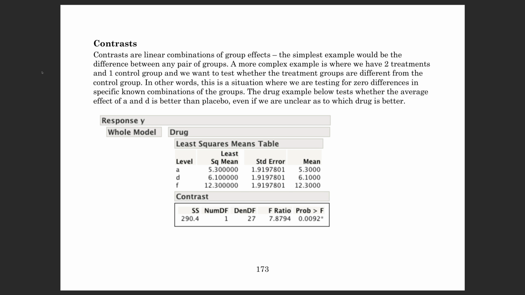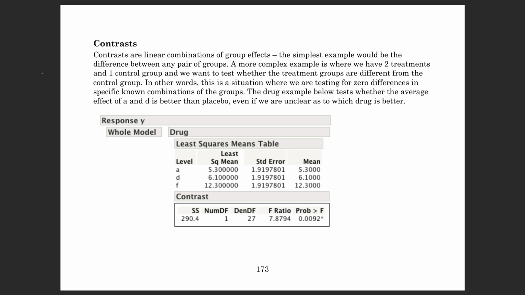So if we think about this situation here, I said that we had 2 drugs and a placebo. And I said that we weren't able to distinguish between the 2 drugs. They seem to have fairly similar effects. So we might ask a somewhat different question.